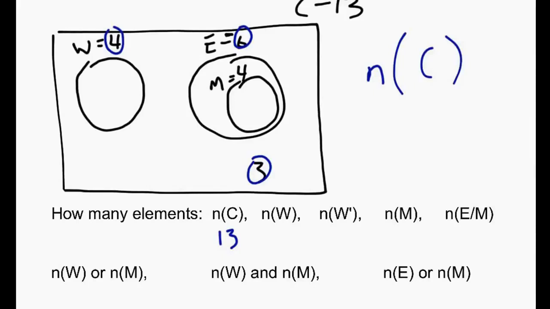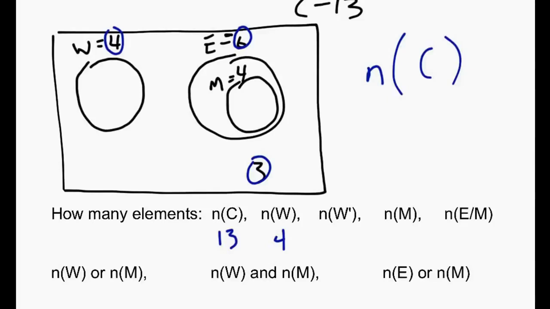The next one says, what's the number of west? That's just our 4 western provinces, so we'd have 4 for that one. What's the number of the west complement? Remember, complement was everything except for the west. So we'd have the 6 in the east, 3 territories, that's 9. Don't include the 4 western provinces, so we just have 9. There are 9 provinces and territories that aren't western. Okay, Maritimes, remember, Maritimes was just the 4 of the east. So that one would be 4.